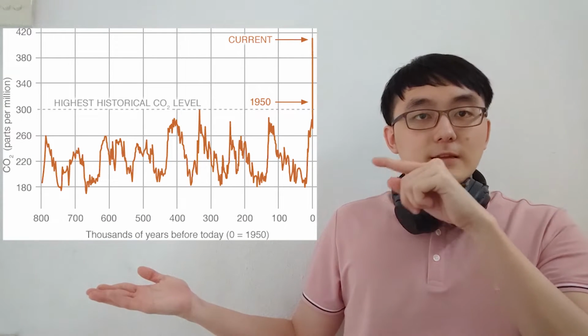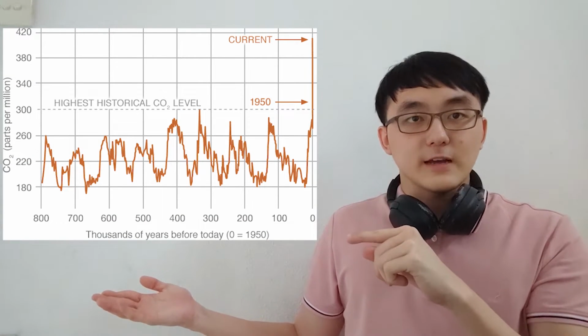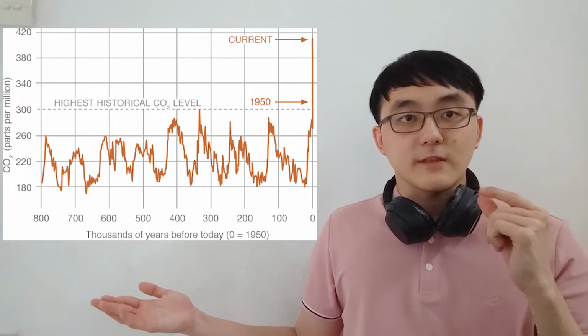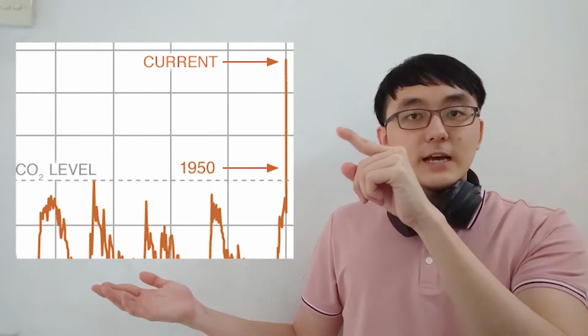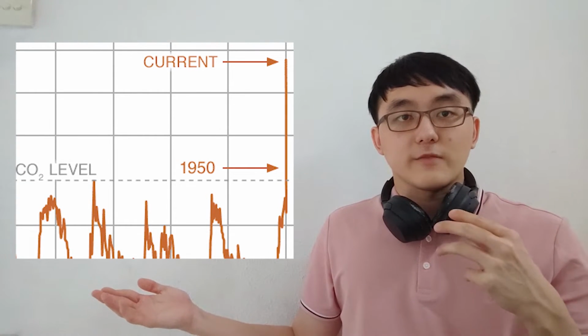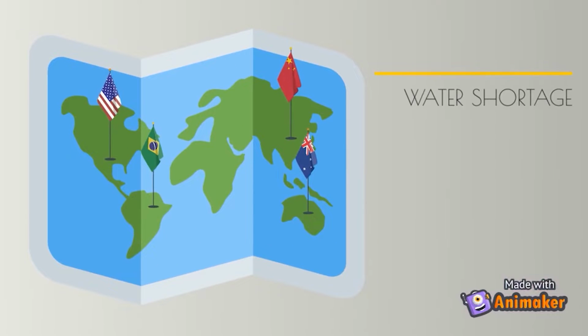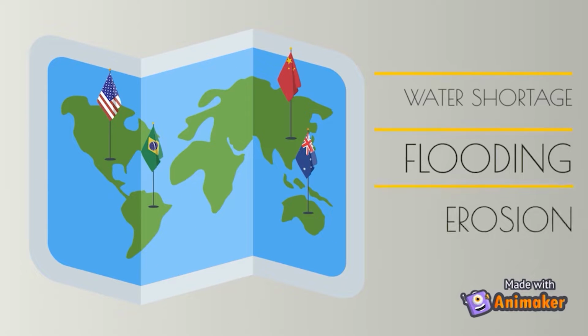Look at this graph. These are the levels of carbon dioxide in our atmosphere since thousands of years ago. And this peak at the very end, it actually happened during the age of Industrial Revolution, and many countries are experiencing water shortage, flooding, and erosion, all because of global warming.